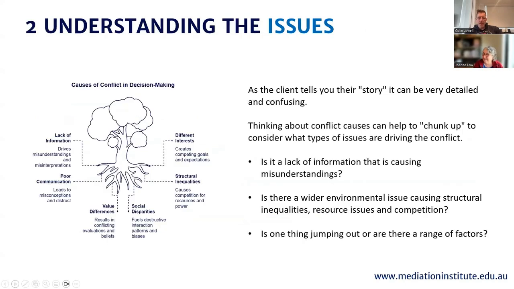Yeah, totally. So understanding the issues, again, we can think about some of the theory around conflict. So causes of conflict: lack of information, poor communication, values differences, social disparities, structural inequalities, different interests. So these are from Moore's conflict tree, given its roots. Generally, conflicts are a tree rather than a carrot.